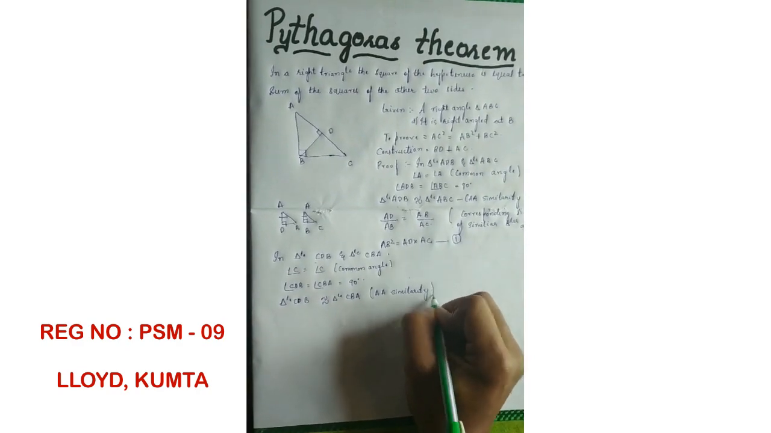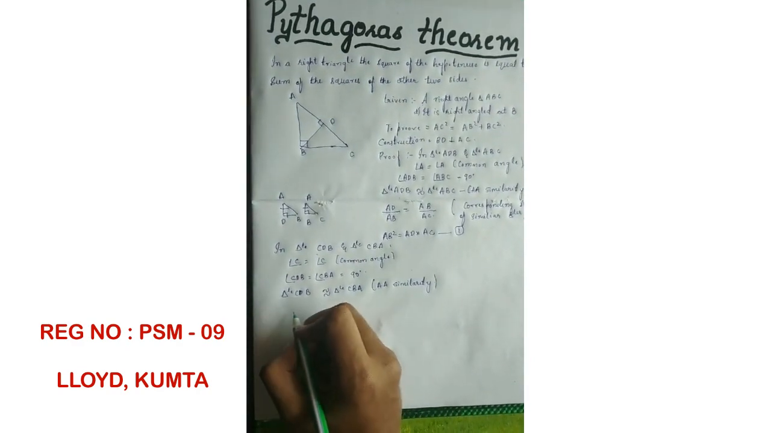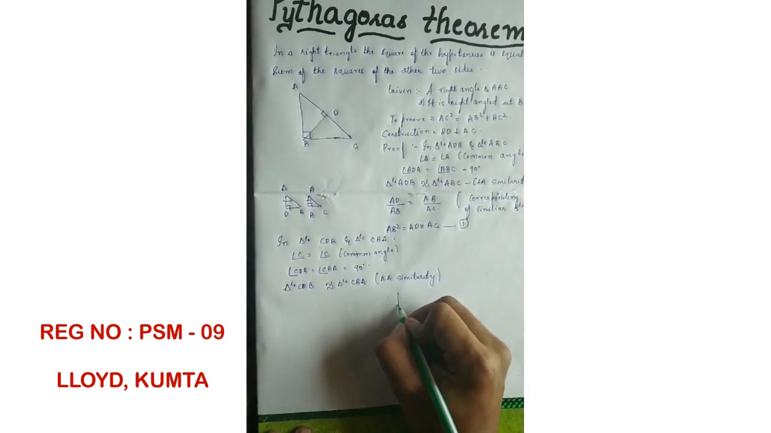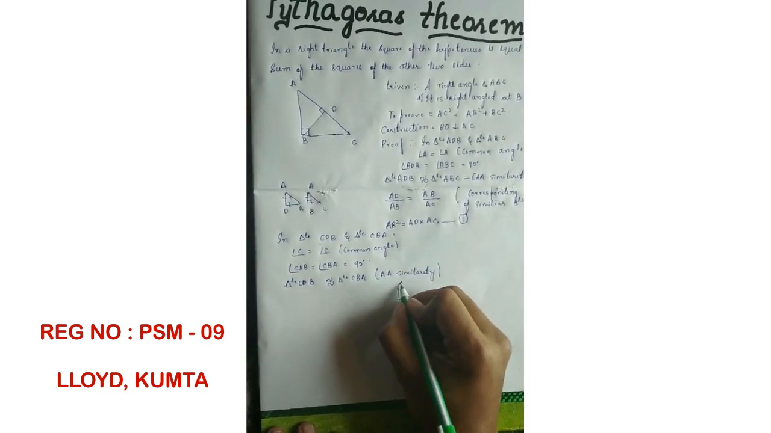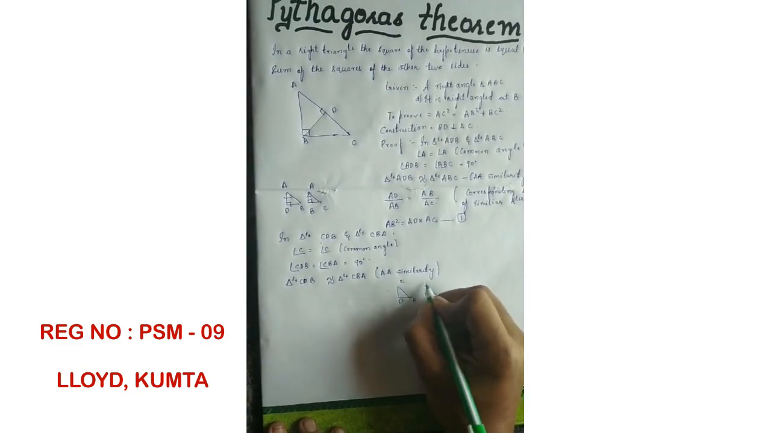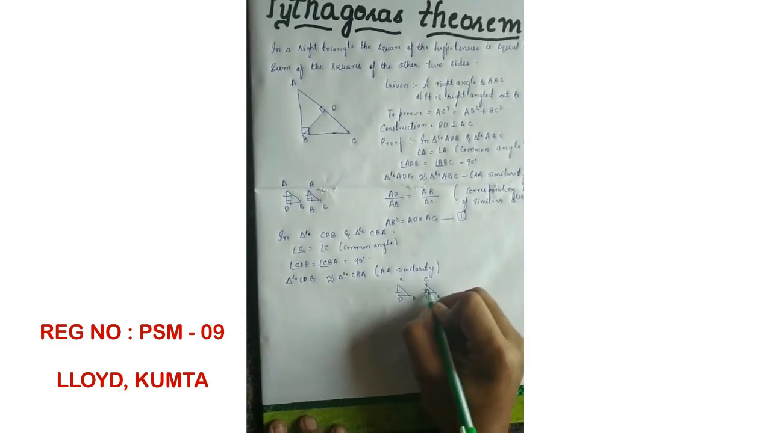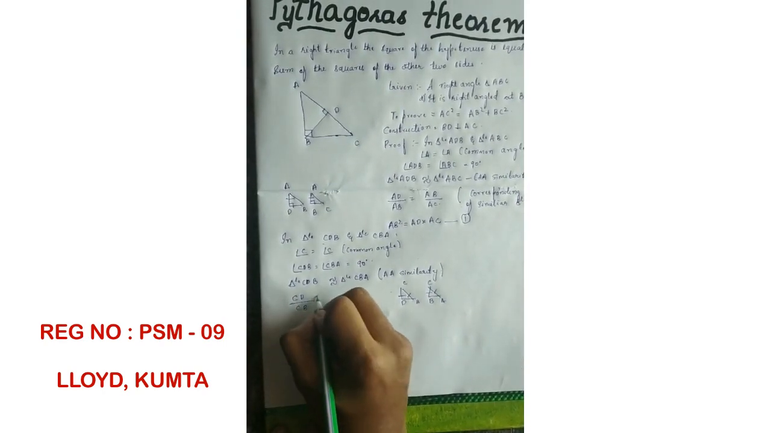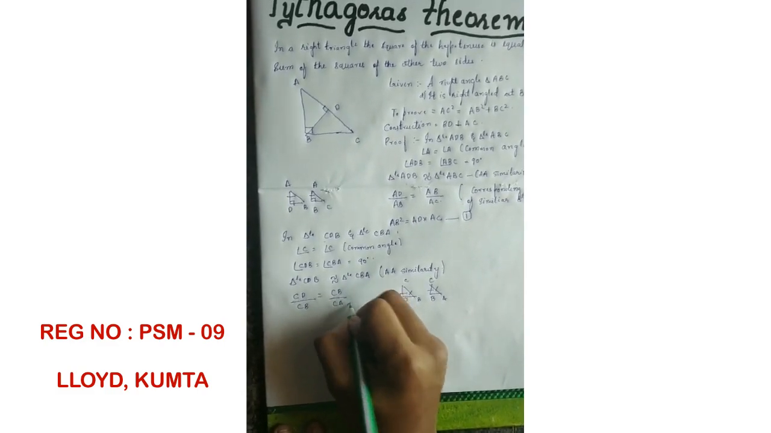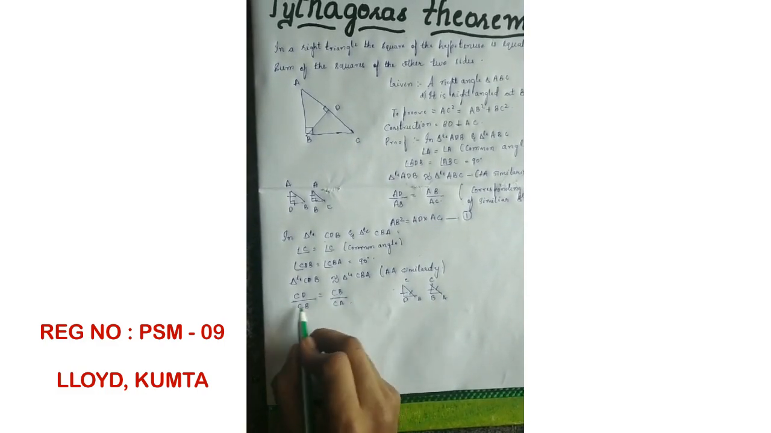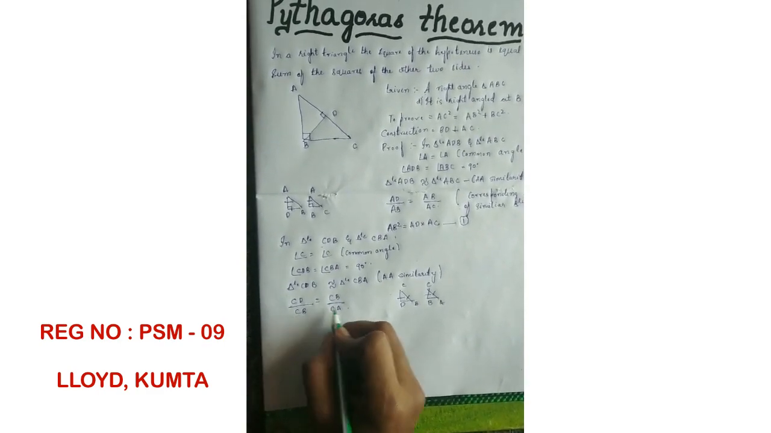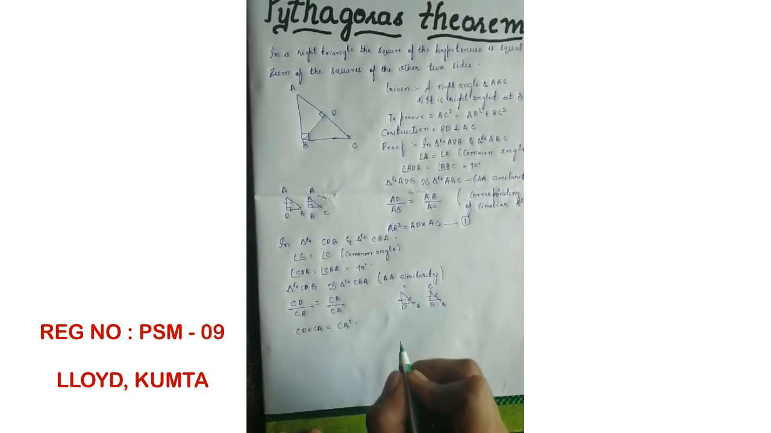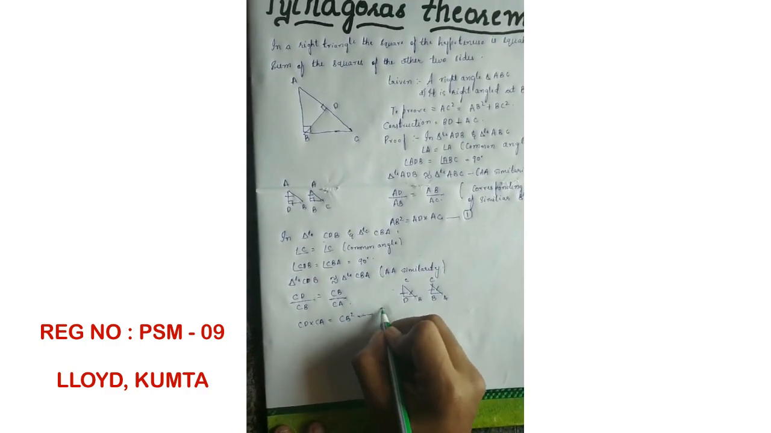So as I told before, when these two triangles are similar, their corresponding sides are also proportional. So the corresponding sides of triangle CDB and triangle CBA are CD by CB equal to CB by CA. We see that CB and CB, both the sides are same. So we'll cross multiply it: CD into CA equal to CB square. We'll name it as equation number 2.